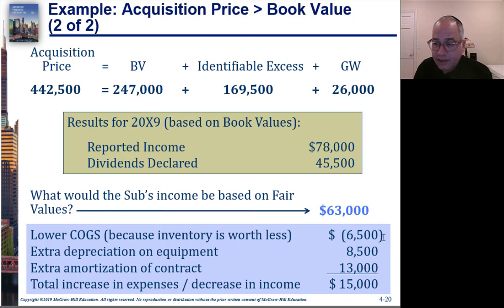So what happened is that if you wrote down the cost of goods sold, later on, that's going to increase income. So that will be a subtraction here showing that it would increase the income from the sub, because the sub would be recording too much cost of goods sold. You actually wrote down some of those cost of goods sold, and therefore it's going to increase income. With depreciation, there's going to be additional depreciation, and there's going to be additional amortization of this covenant not to compete contract of $13,000. That's $52,000 divided by 4.